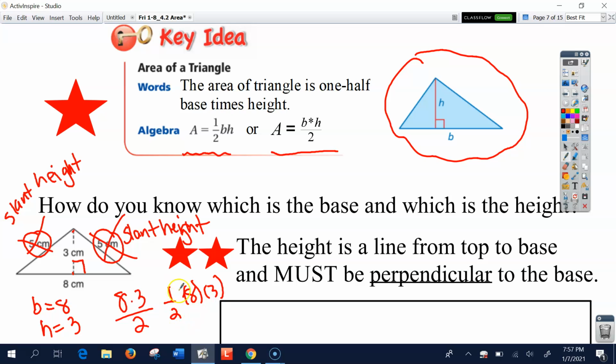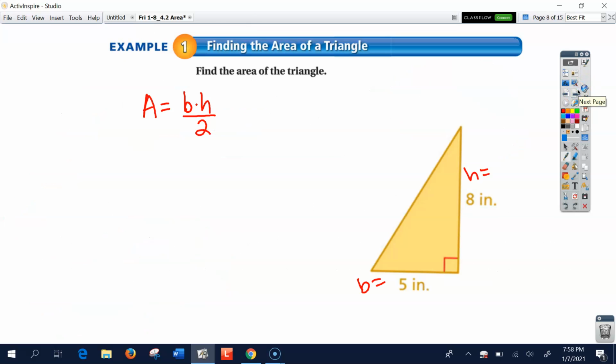Because when I do 1/2 times 8, half of 8 is 4. And so now I know I'm just multiplying 4 times 3. And if I multiply the 8 times 3 first, I get 24 divided by 2 is 12. It might be easier sometimes to multiply by 1/2 instead of dividing by 2 after you've multiplied the base and height together.